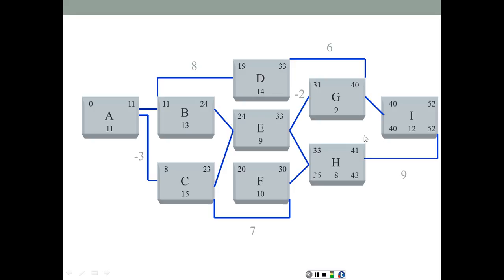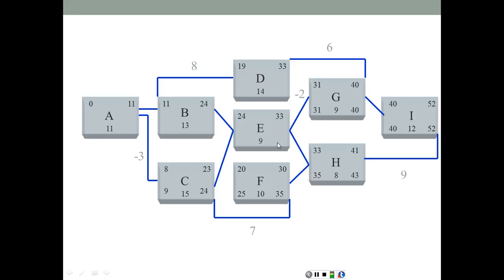So it's going to be, here we're going to have 52 minus 9, that's 43, minus 8, 35, and here we're going to have, if we follow that same path, here we have the 40 and the 31.